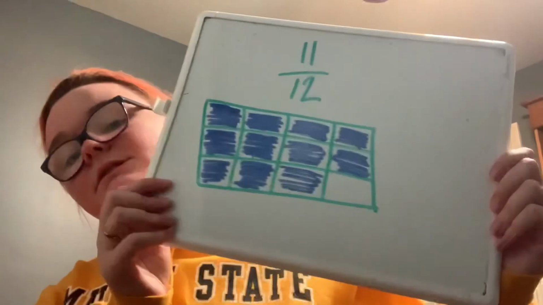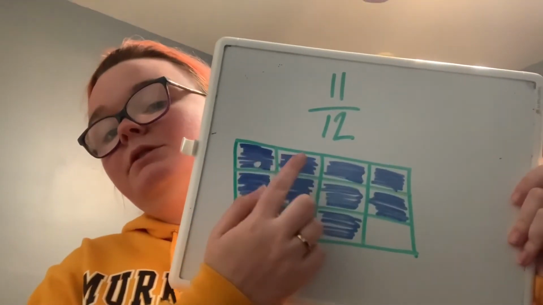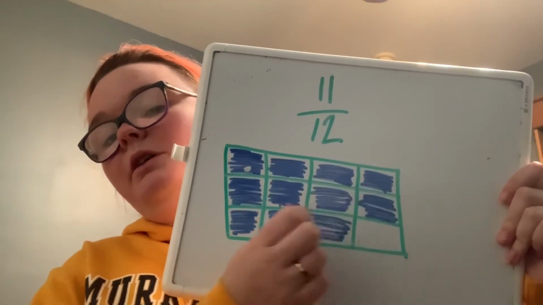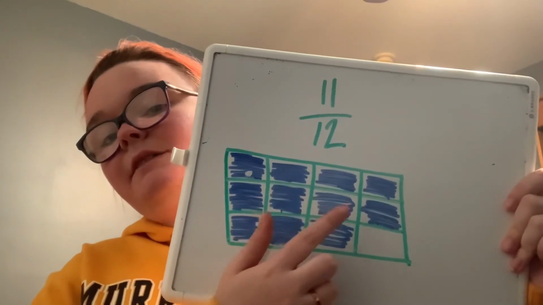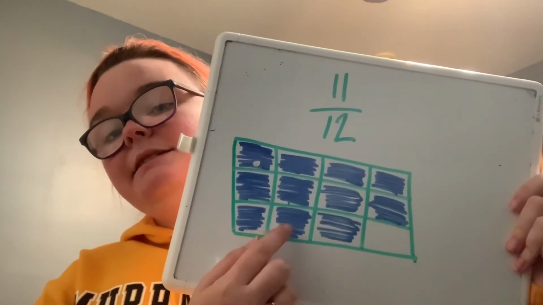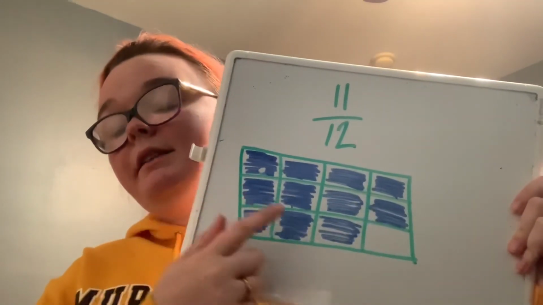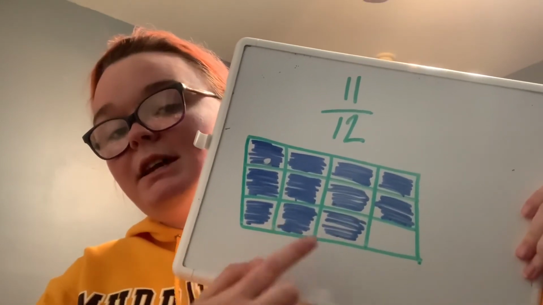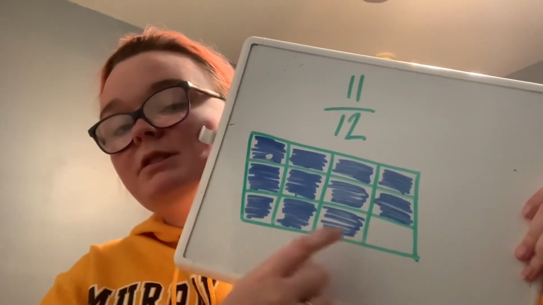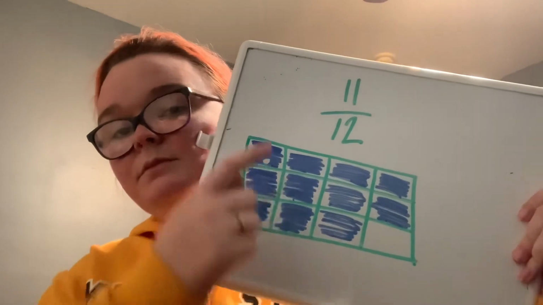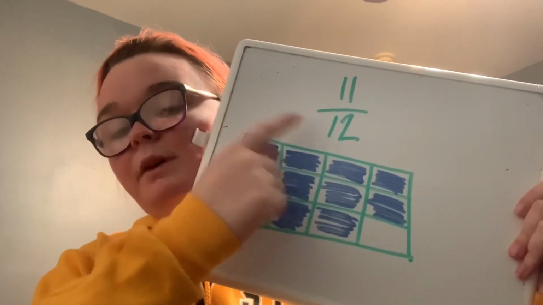So now I have colored in the 11 parts. 1, 2, 3, 4, 5, 6, 7, 8, 9, 10, 11. 11 parts are shaded in of the 12 parts that make up the whole. So we have 11/12. Now I'm going to use the Hershey bar to demonstrate this fraction as well.